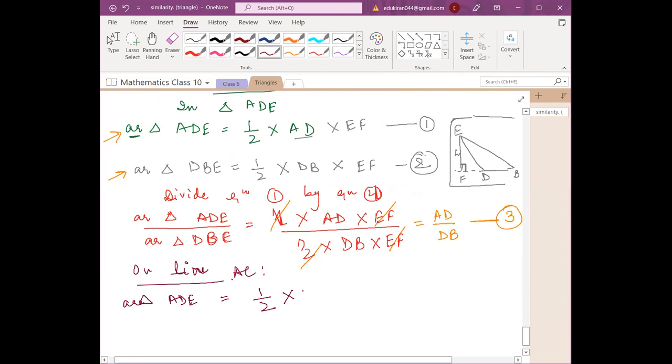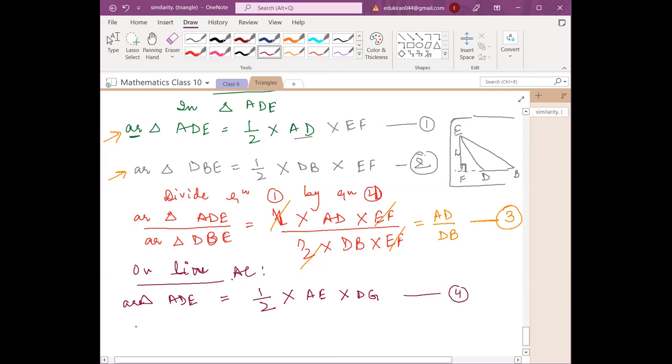GD. No, that is height. Base. AE. AE, good, because I'm looking from this side. And then height is DG. Okay, that's good. So again, because I want to divide, I have to give it some name. Let me call it 4.